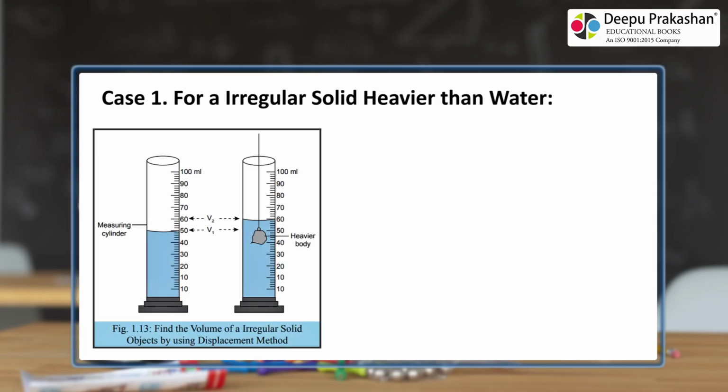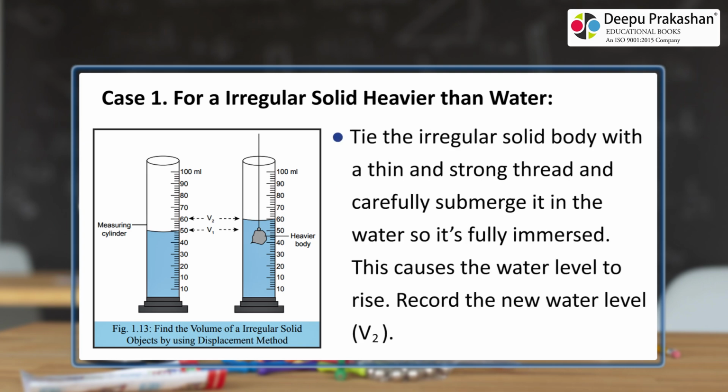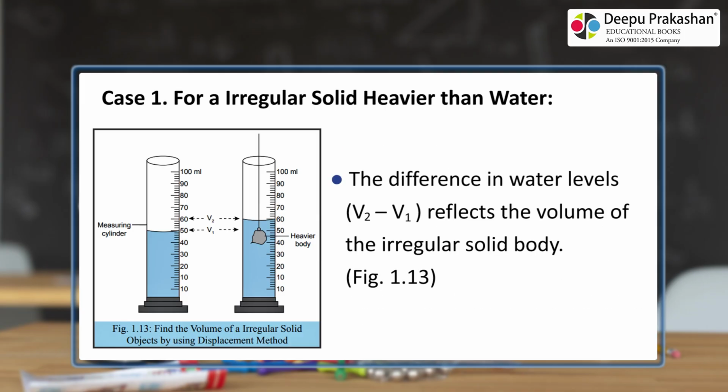Case 1. For an irregular solid heavier than water. Begin by filling a measuring cylinder with water to a certain level and record this initial water level, V1. Tie the irregular solid body with a thin and strong thread and carefully submerge it in the water so it's fully immersed. This causes the water level to rise. Record the new water level, V2. The difference in water levels, V2 minus V1, reflects the volume of the irregular solid body.